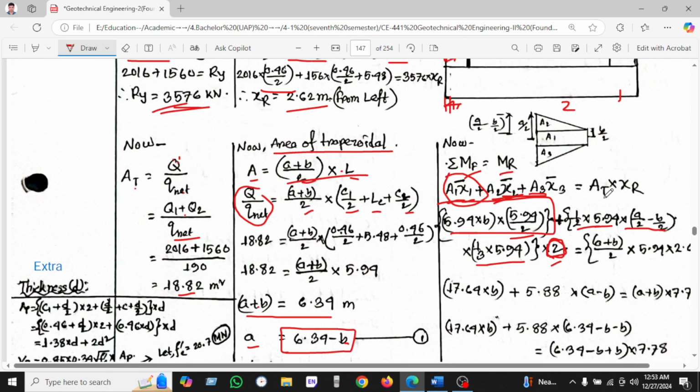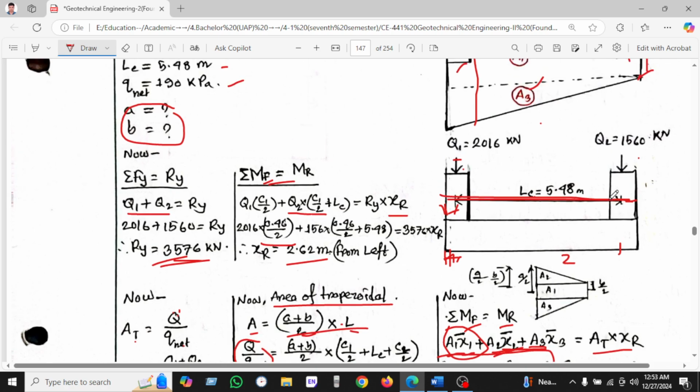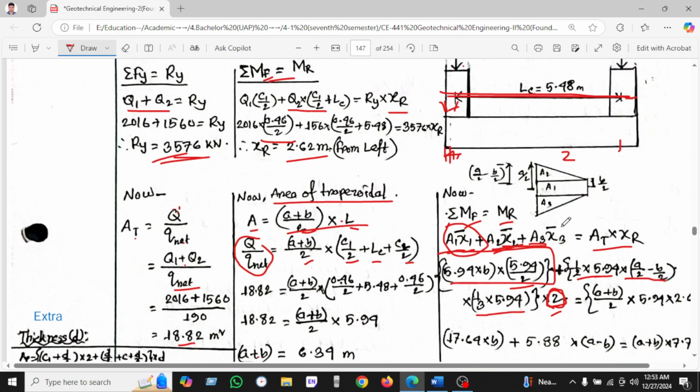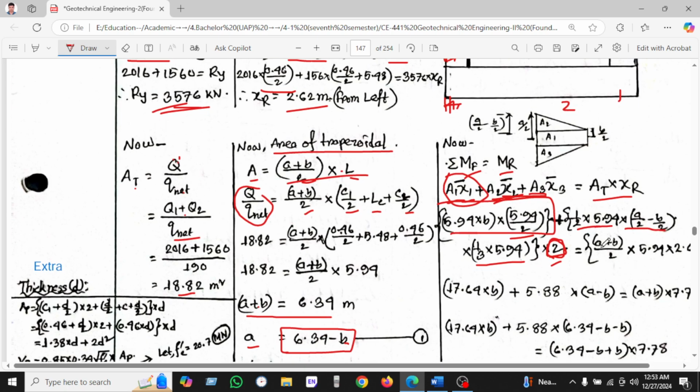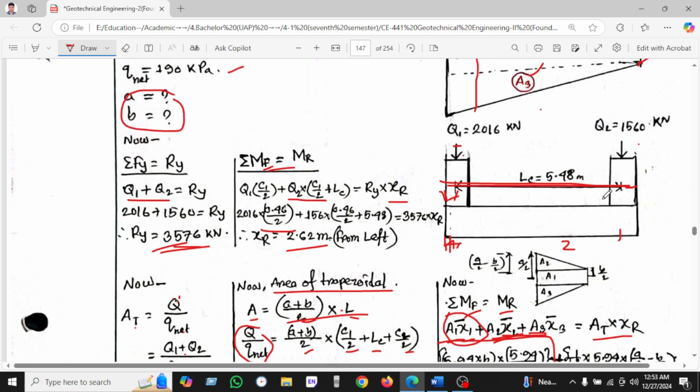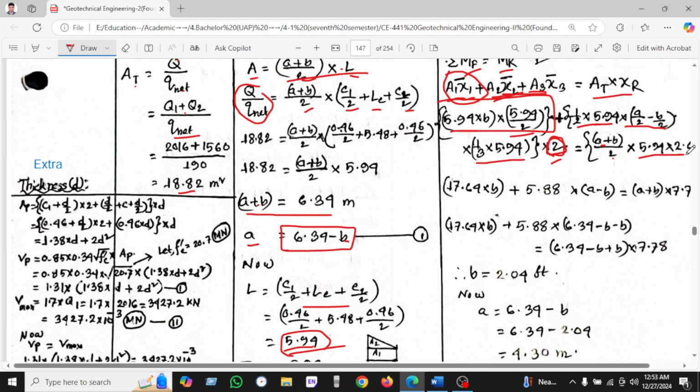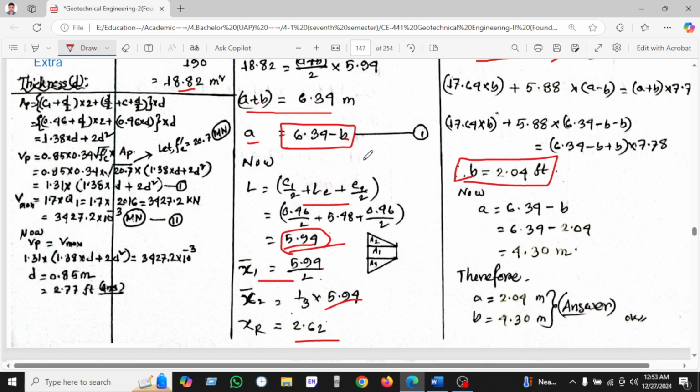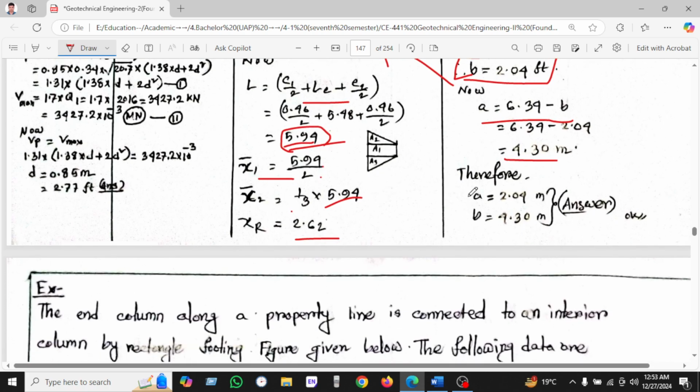we multiply by 2. AT is the trapezoidal area, so we know the trapezoidal area is A plus B divided by 2 into 5.94, the length, and 2.6, and in this way, calculating, we have found B equal to 2.04. So we are putting this B value here and found A equal to 4.63. This is our answer, A equal to 24 and B equal to 4.33 inch.